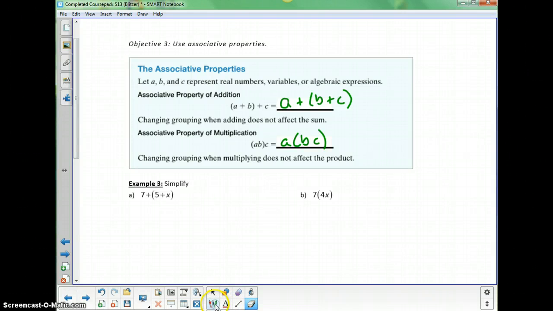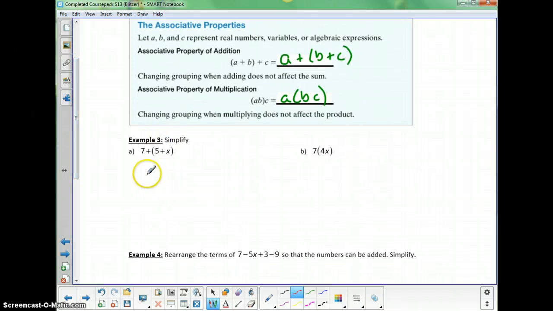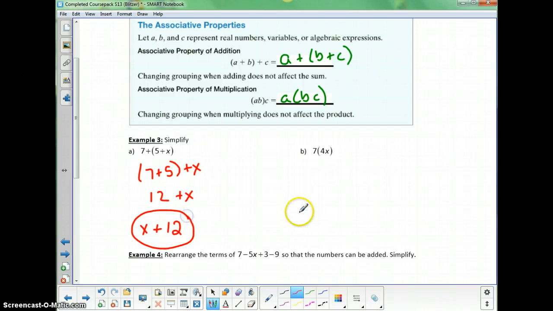So, the reason I would like to have these properties in algebra is so that I can add up like terms. I can't add x plus 5 because they're not like, but if I regroup things, I can add 7 plus 5 plus x, and I'll get 7 plus 5 is 12 plus x. Let me just rewrite one more time. I'm going to start getting in the habit of putting things in that normal order with the x first and the constant last. Okay?